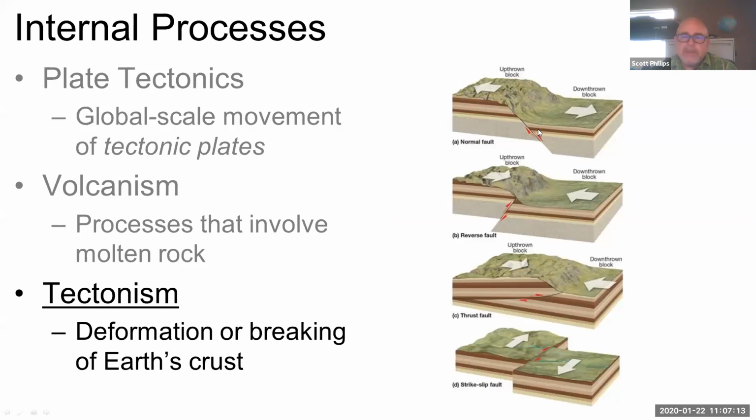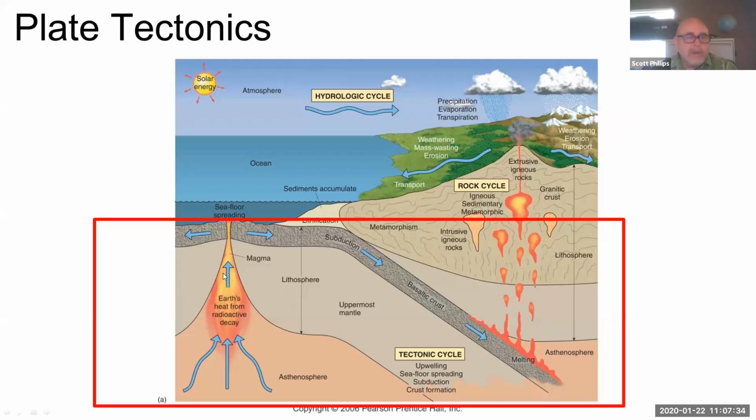A third one is caused by the physical movement of tectonic plates, and this is called tectonism. This is about the deformation or breaking of the Earth's crust because of movements. Crust is either being pulled apart or pushed together, or sliding past each other, and causes deformation and breaking of rock. So here's a quick overview.